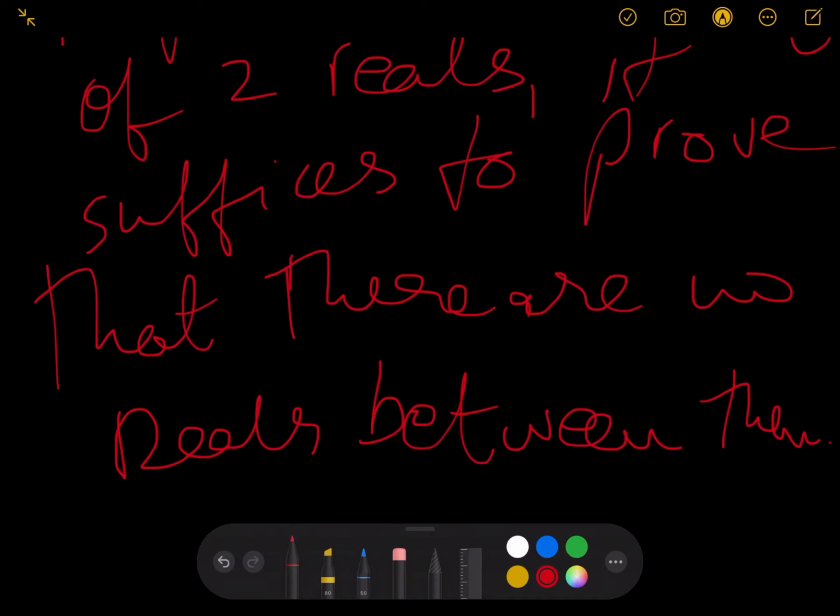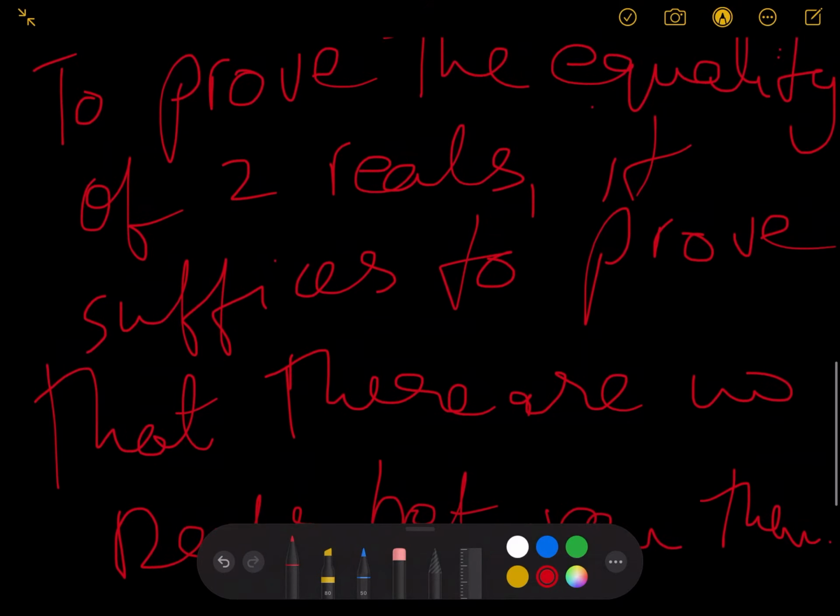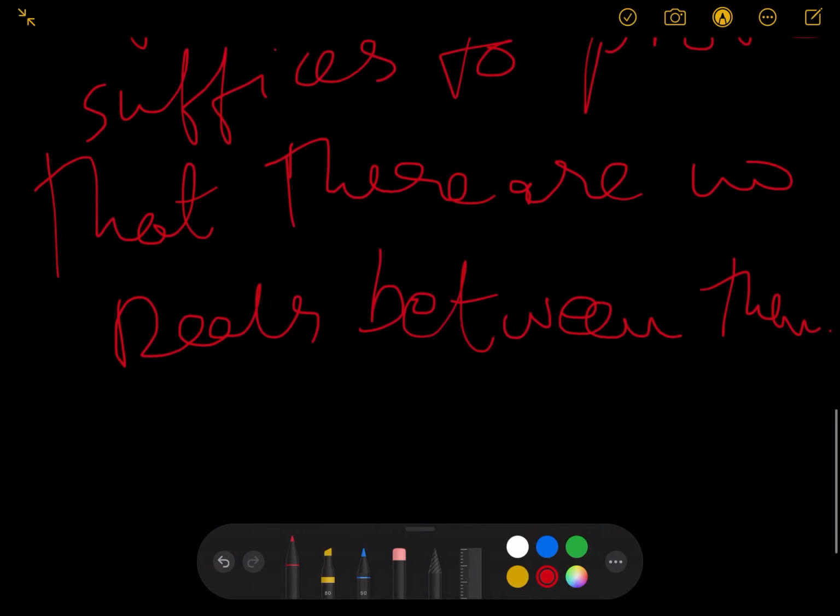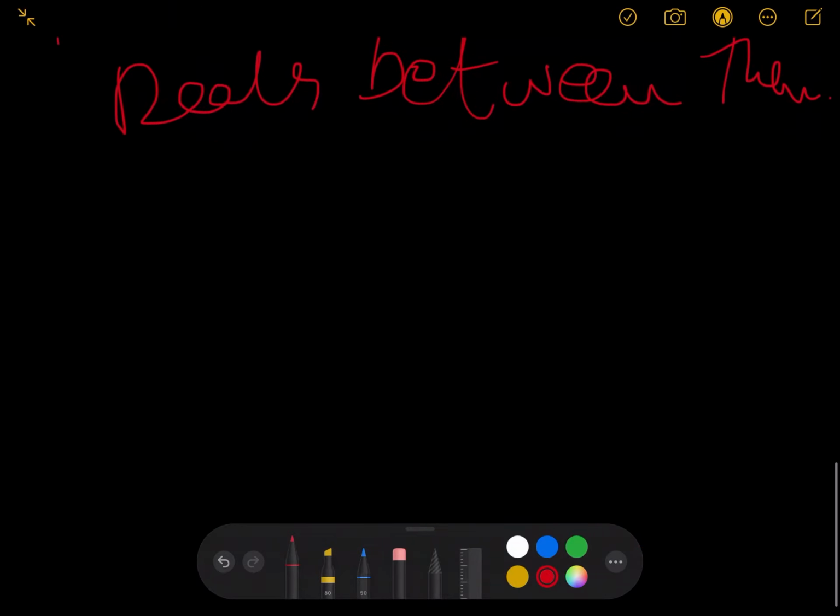So the reason why I'm writing this out over here is just so that it all becomes very clear what we're doing and why we're doing it. All right. So now, how do we prove that there are no integers? So first, pardon me, real numbers.